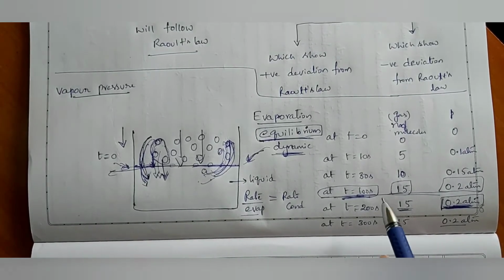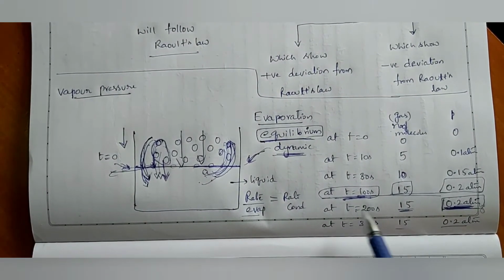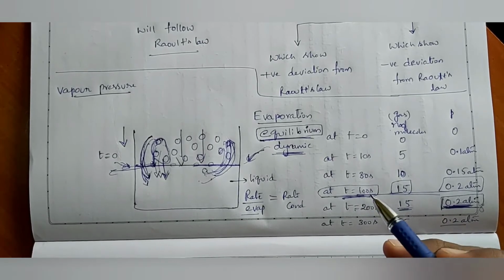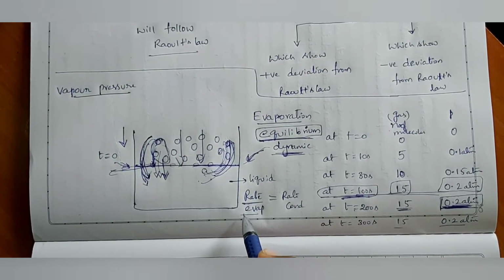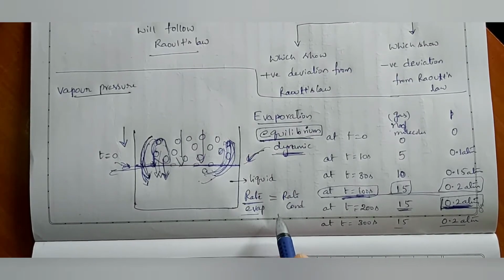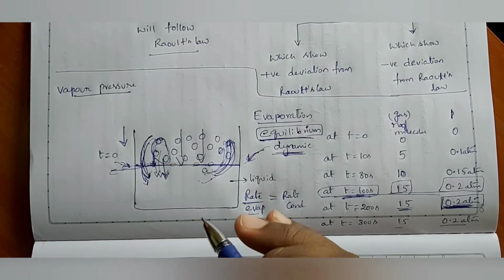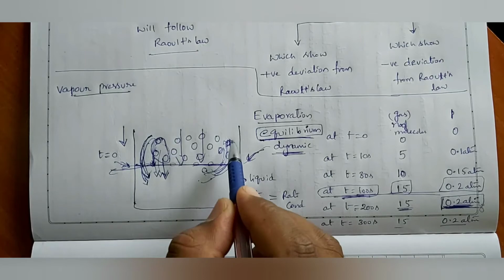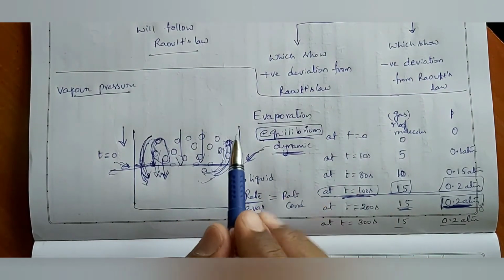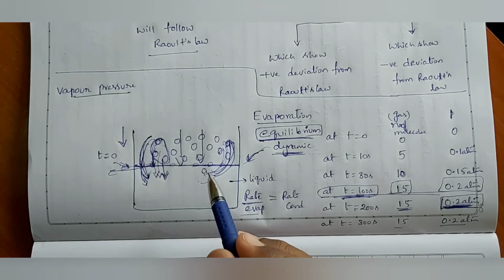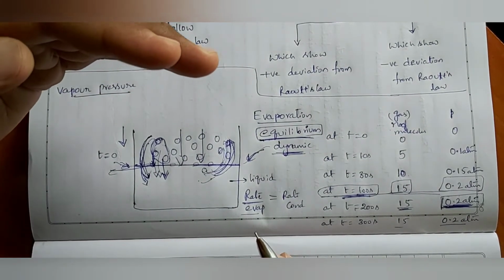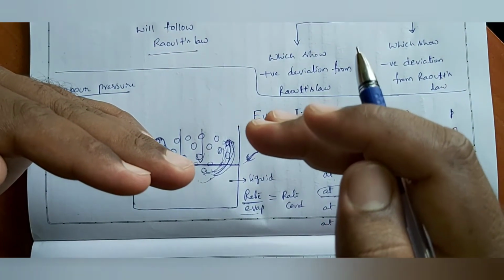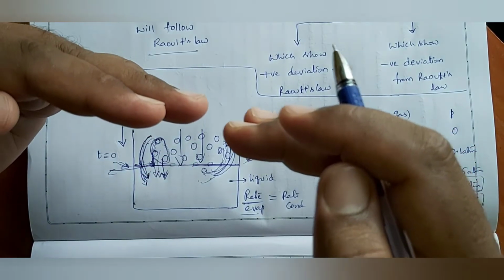And you may have a doubt: sir, why are these rates equal only after 100 seconds? Initially, the forward process is more than the backward process. The rate of evaporation is greater than the rate of condensation initially. Slowly the rate of evaporation decreases and the rate of condensation increases, because a considerable number of molecules should be present in the gas state. Then only the rate of the backward process will also be high. Finally they reach one state where both rates are the same.